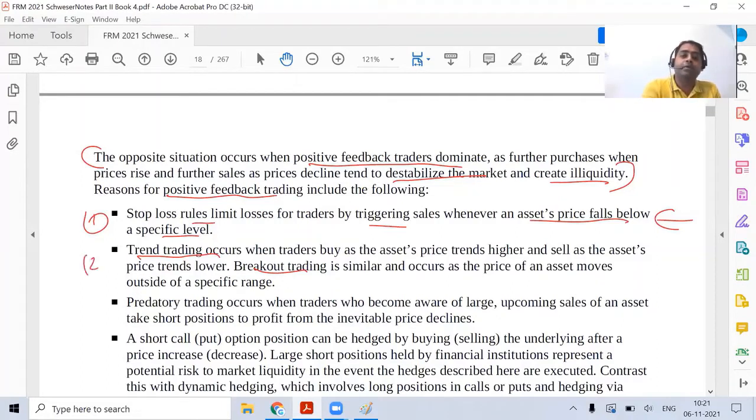The second point. I want everybody to continue reading with me the points.